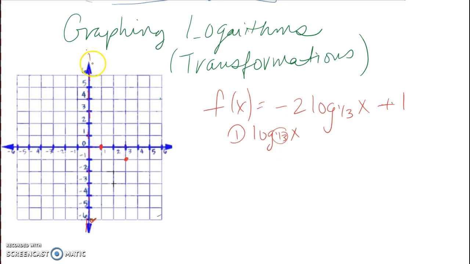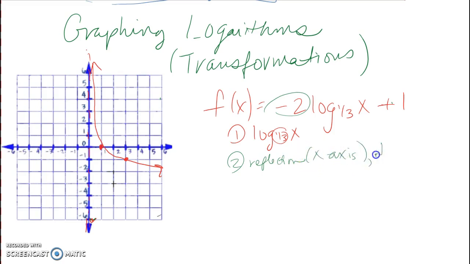Why am I going down 1? Because it's in logarithmic decay, so it's going to start like this. So here's my parent. Now I'm going to take these 2 points and do all this other stuff to it. So the first thing I'm going to do is the -2. So this is actually doing 2 things at once. It's going to be a reflection across the x, okay, vertical reflection across the x-axis.